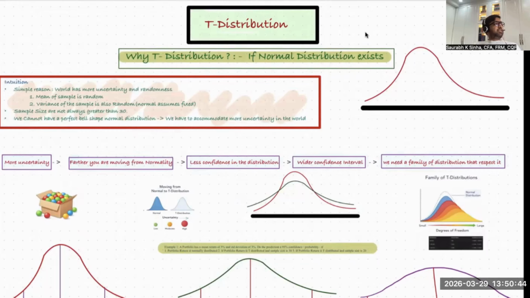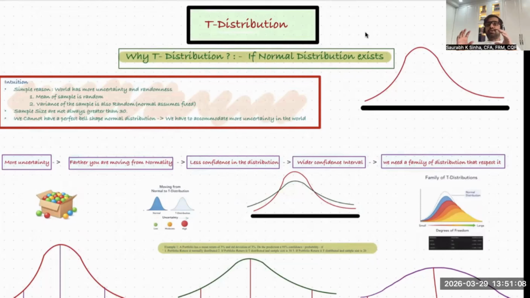In this series of lectures on statistics, we have so far completed discrete probability distribution. We entered into continuous probability distribution, and we completed one distribution, that is normal distribution. And now we are entering into t distribution. So let's focus on t distribution.